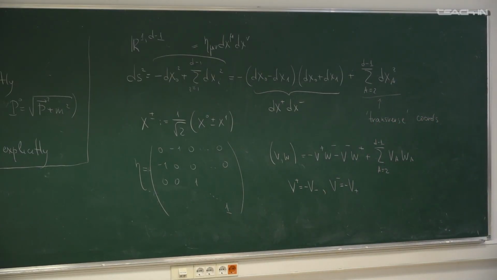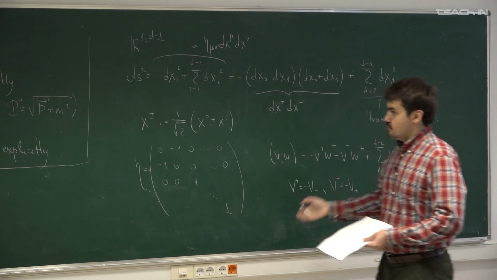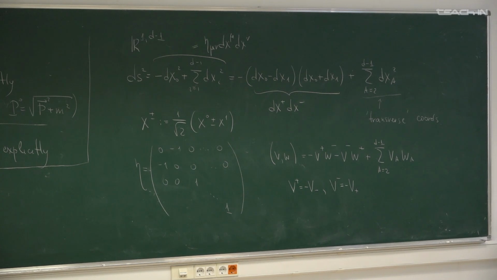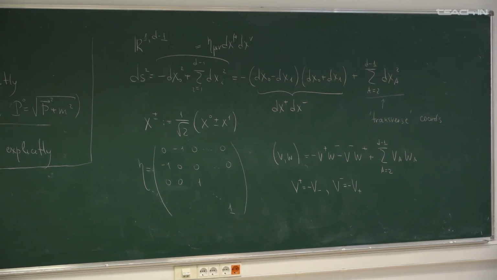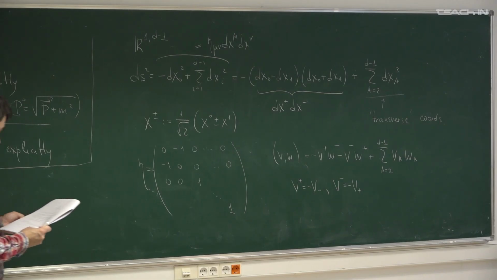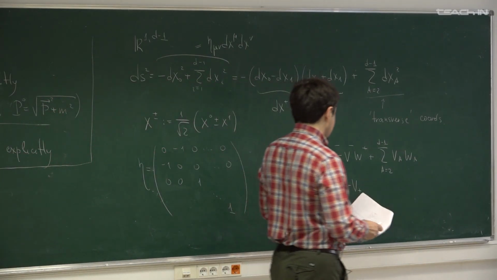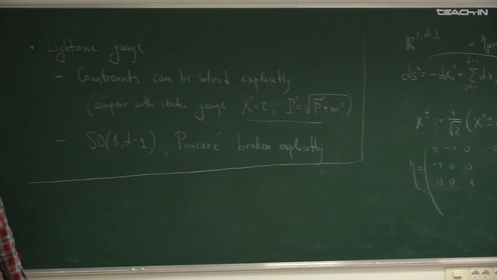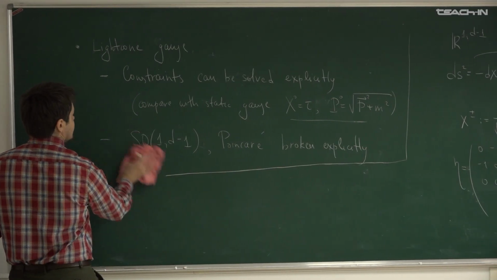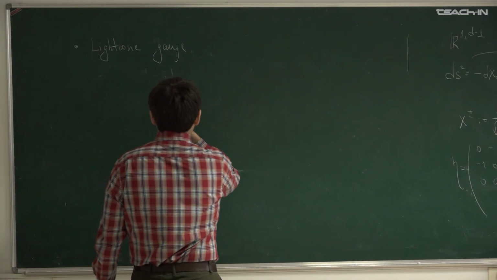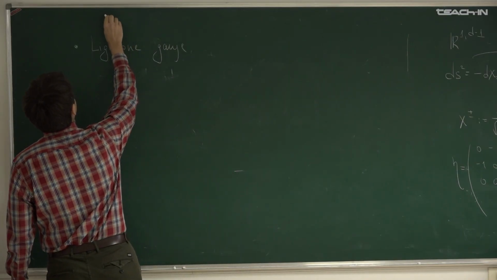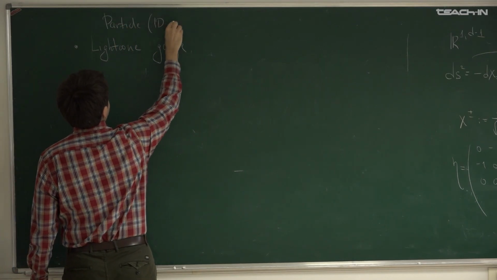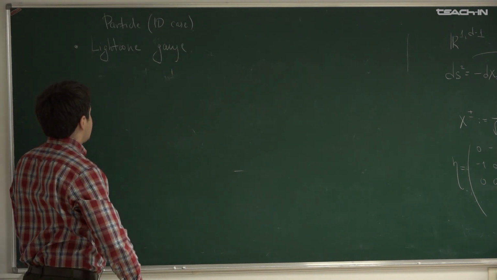Okay, so we already recalled the static gauge for the particle. So this was the static gauge for the particle. Let's derive the Hamiltonian. So this is the Hamiltonian in the static gauge. Let's derive it once again in a slightly different way. Let's first consider the particle. Let's get back to the particle. So this is the one-dimensional case.